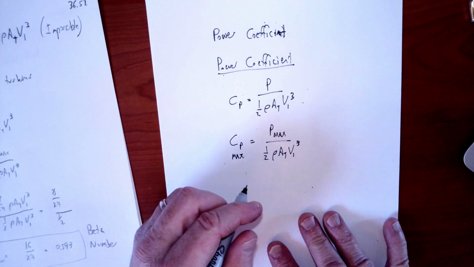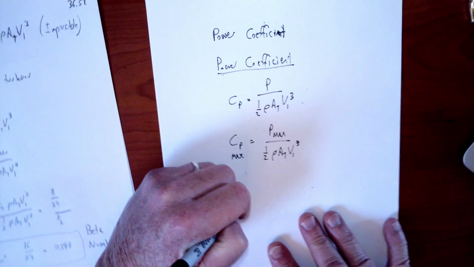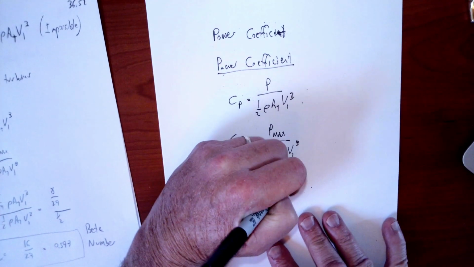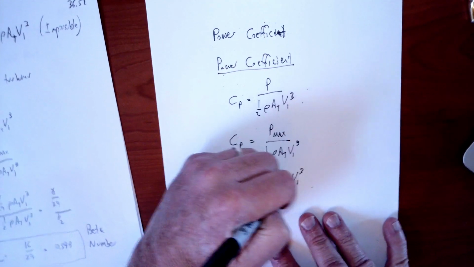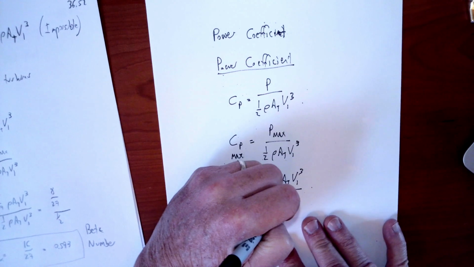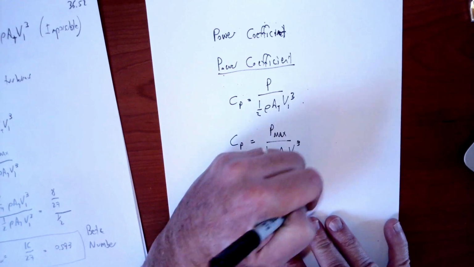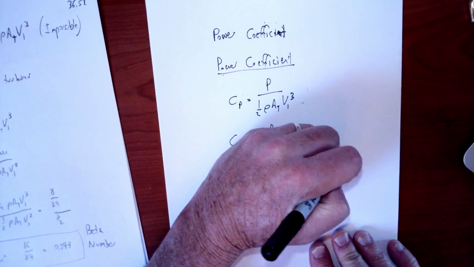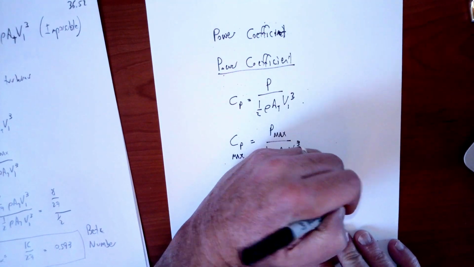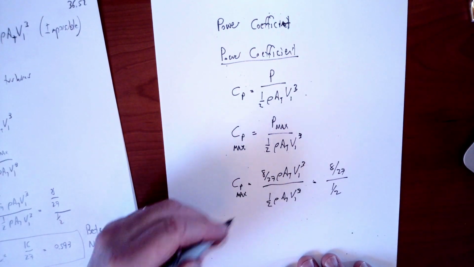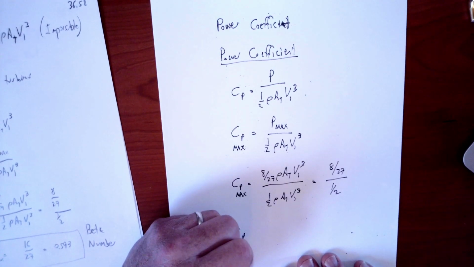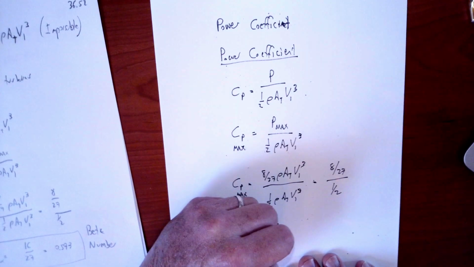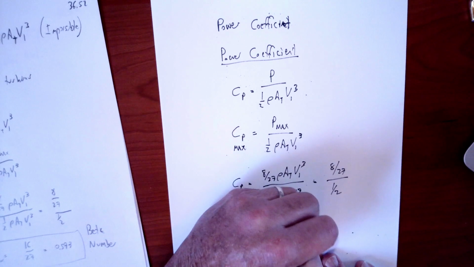We found that P max was equal to 8 over 27. So P max was equal to 8 over 27 times rho, the area swept by the turbine, V1 cubed, divided by 1/2 rho AT V1 cubed. And of course, these all just cancel. Rho cancels rho, AT cancels AT; these are all identical except for the numbers in front. So 8/27 over 1/2 is the CP max. Multiplying up and down by 2, you get the maximum power coefficient for a turbine is 16 over 27, which is equal to 0.593.